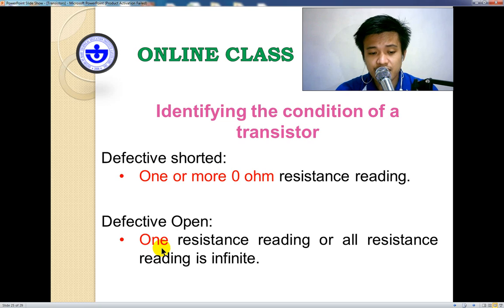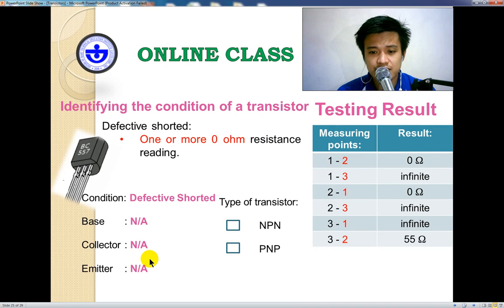Yes. When can you say that it is open? When there is only one resistance reading and the rest of the reading is infinite, then the condition of your transistor is open. If there's only one and the rest is infinite, or all of the readings are infinite, then the condition is defective and they're open. Okay, so let's try to have, this is the example of defective shorted.